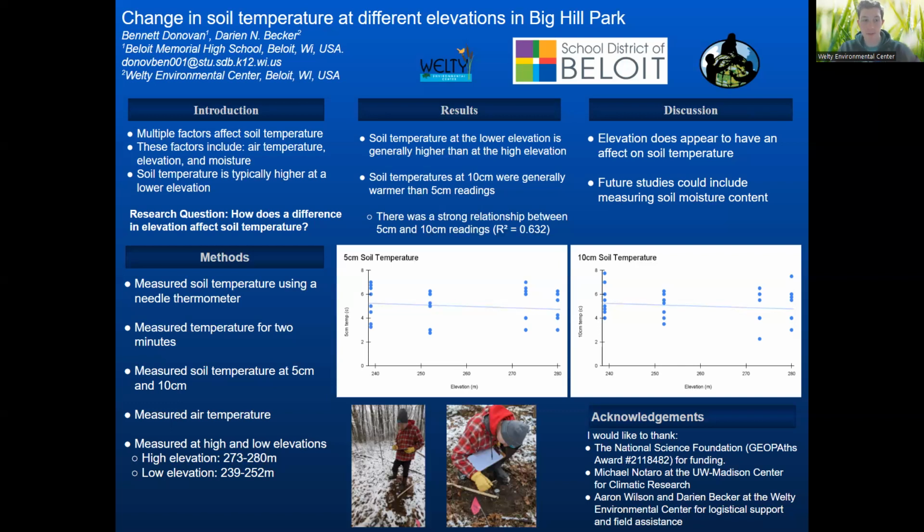So future studies with the pedosphere protocol could include collecting data on the soil moisture content and seeing if that has an effect on soil temperature. Maybe finding a dry area in a high elevation and finding a wet area in a low elevation and seeing how those temperatures compare to each other.